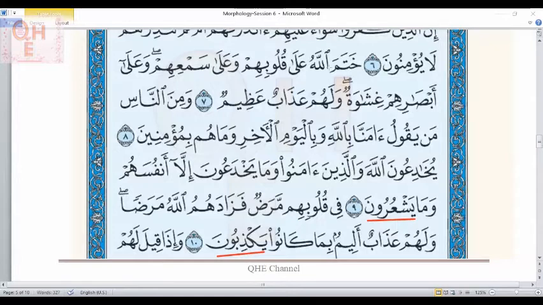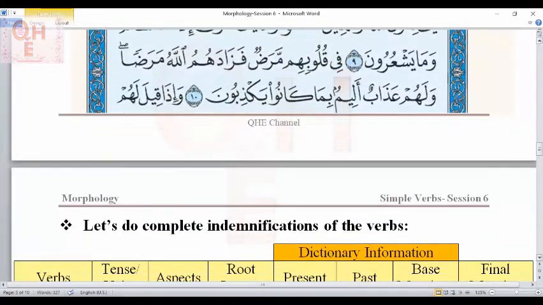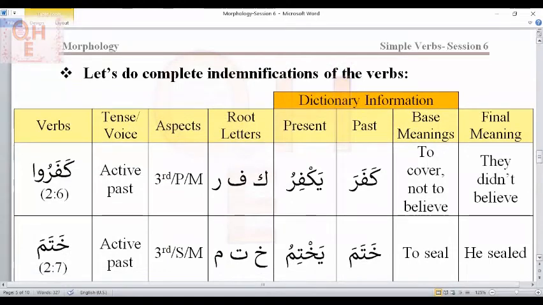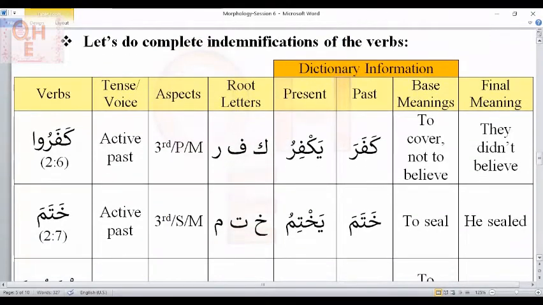So inshallah, we will now go ahead and identify these words completely. In general, we identified, okay, these are simple verbs. Now let's identify them completely, inshallah. So let's go over a table like this, inshallah. Let's do a complete identification of the words we found. So the first word we found, kafaru, okay?